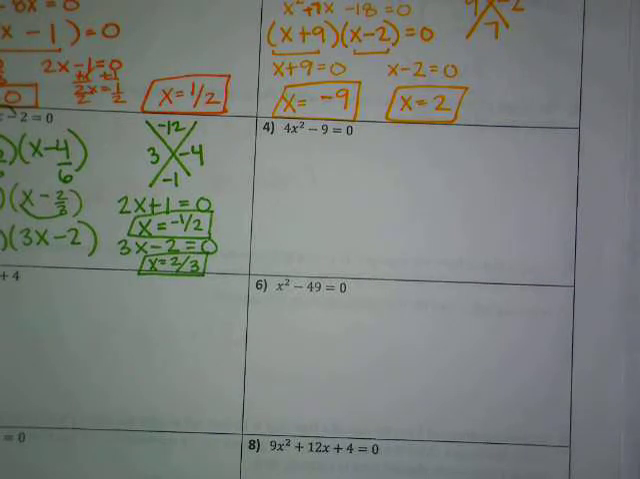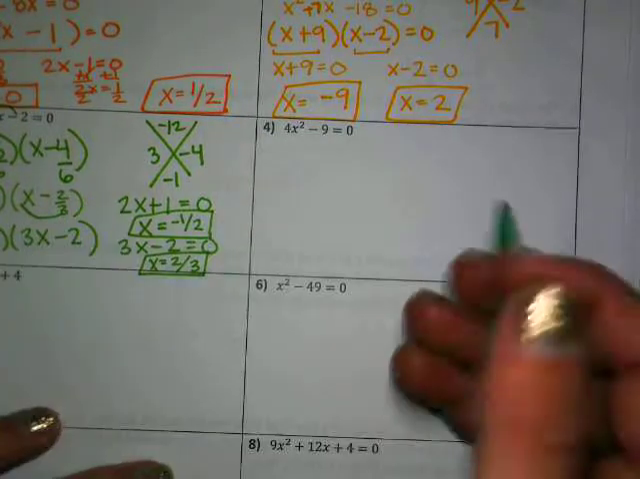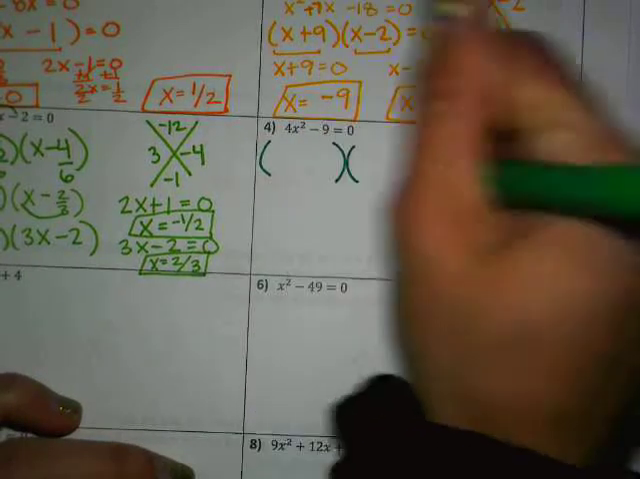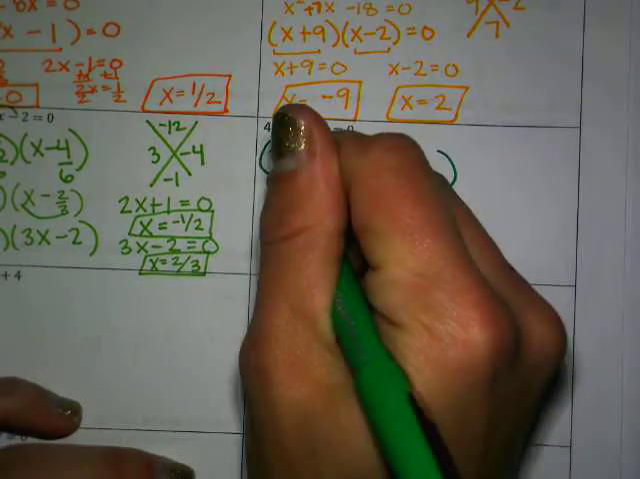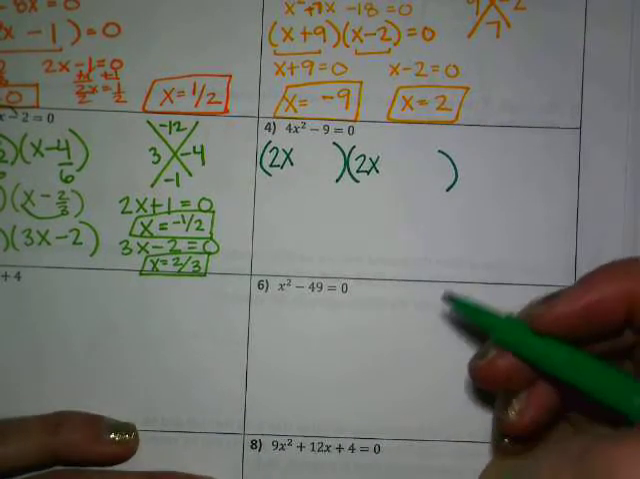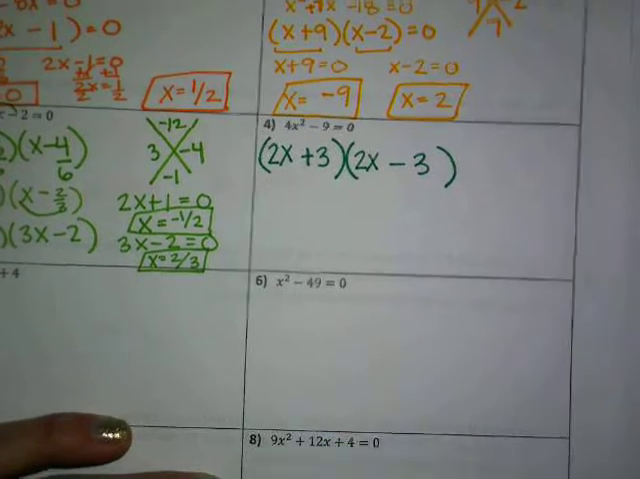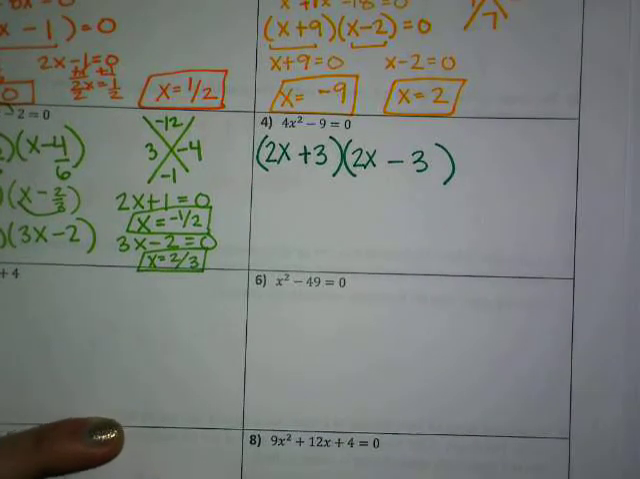There's no GCF, but I am noticing that 4 is a square and 9 is a square. So what times what gives me 4? 2. So I have 2 and then x, 2 and then x. What times what gives me 9? 3. So plus 3, minus 3. We did it. That's all I can do.